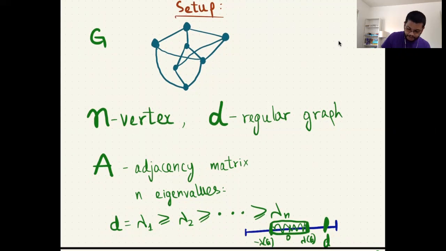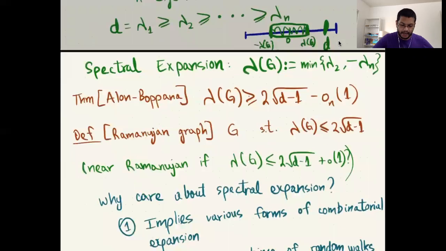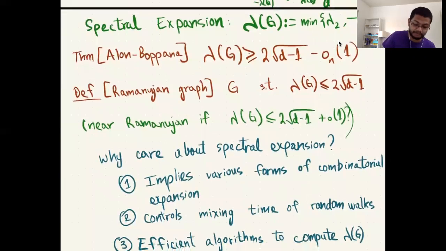And we use lambda of G to denote the ball in which all eigenvalues except for the top one fit. As you can see in this diagram, there's one eigenvalue at d, and the remaining eigenvalues are between negative lambda of G and lambda of G. We use the term spectral expansion to refer to this quantity lambda of G. More precisely, it is the minimum of the second largest eigenvalue and the negation of the smallest eigenvalue. More simply, it's the second largest absolute eigenvalue of a graph.